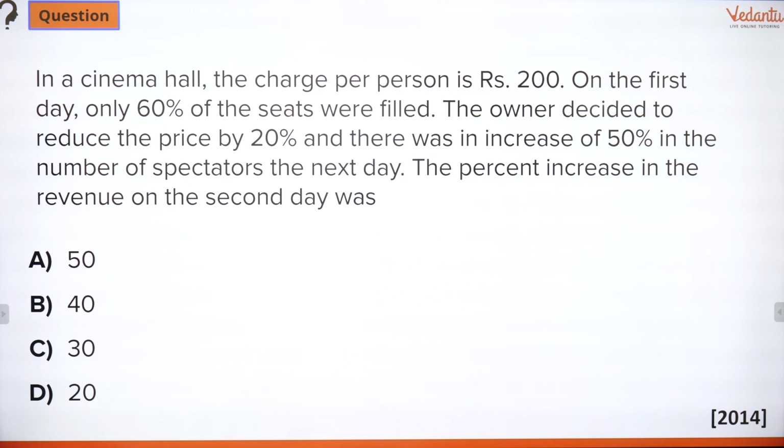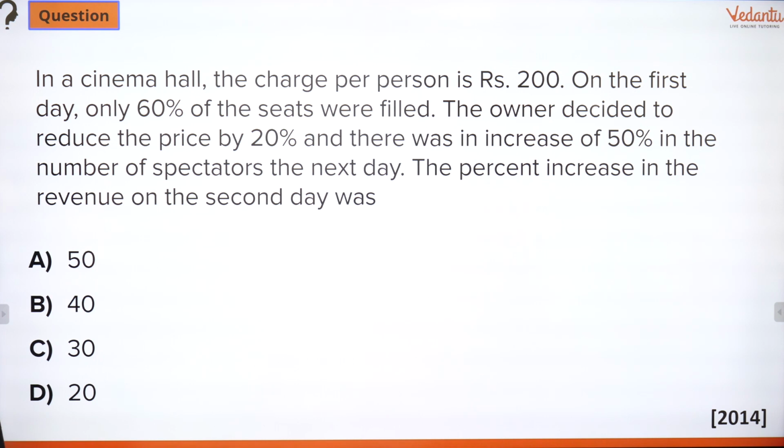Because I want maximum profit, I want everyone to be filled, every seat to be filled. So what I do is I decrease the price by 20%, and then the next day 50% does increase in the number of spectators. That is awesome, right? As an owner, I'll be happy.